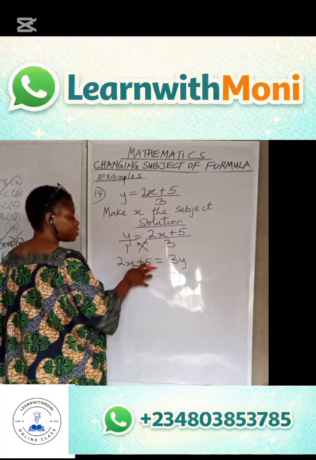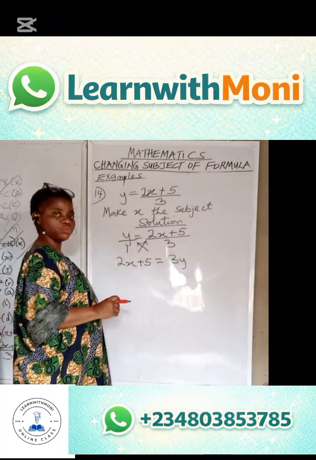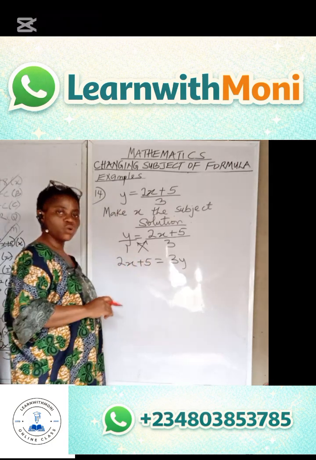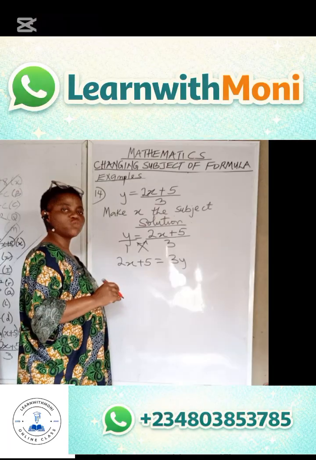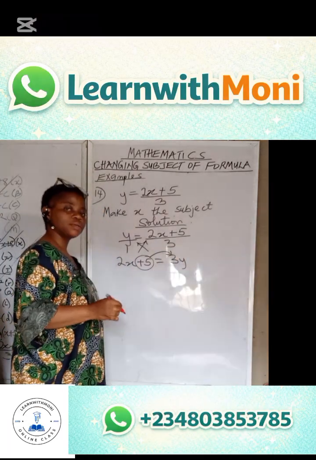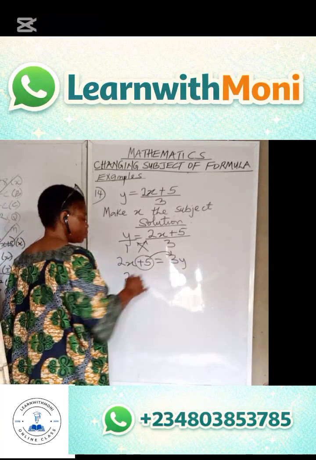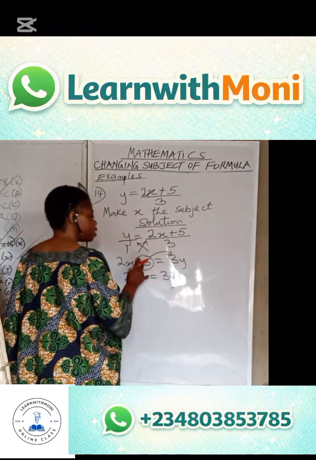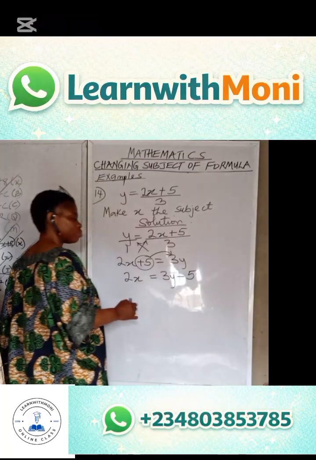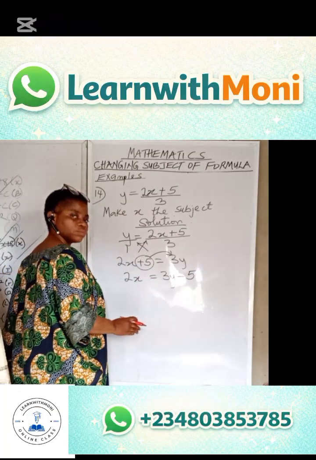So on the same side with x, we have plus 5 and we have 2. 2 is closer to the x than the plus 5. So the plus 5 is what we are going to remove first. So let us remove the plus 5 to the other side so that I am left with 2x on my left hand side, which equals 3y. The plus 5 going to the other side becomes minus 5. Now we have 2x equals 3y minus 5.